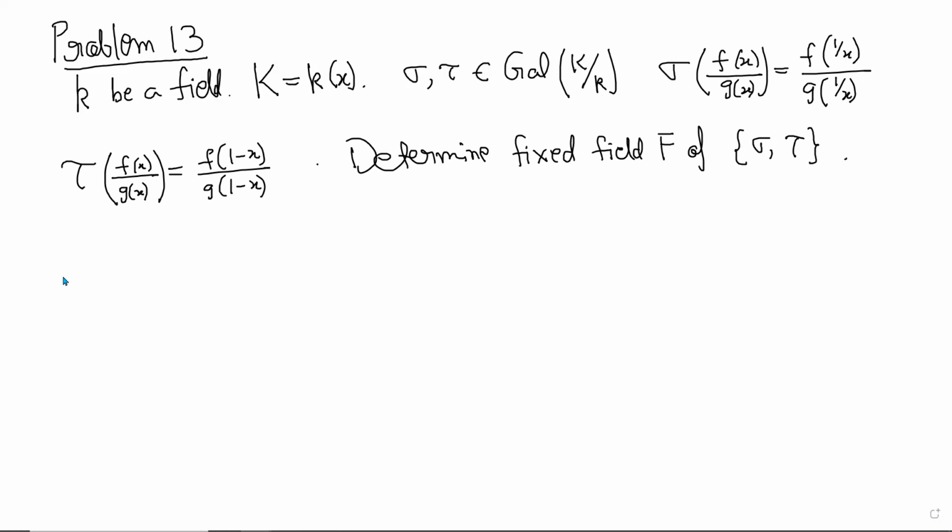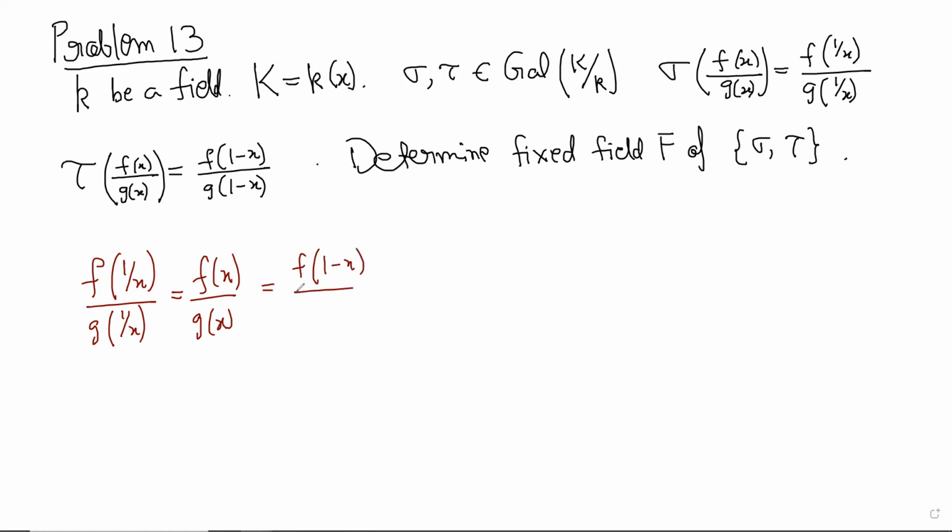So it's fairly explicit. We just need that f of 1 by x by g of 1 by x is equal to f x by g x, and also equal to f of 1 minus x by g.